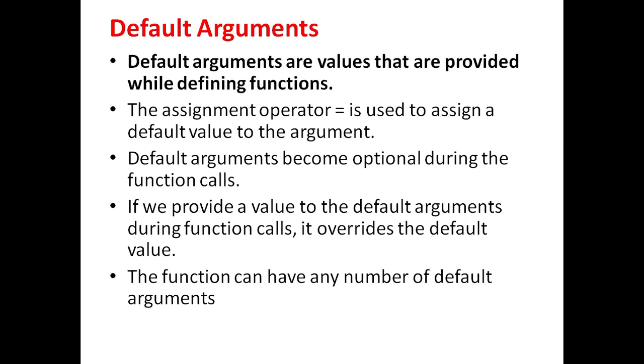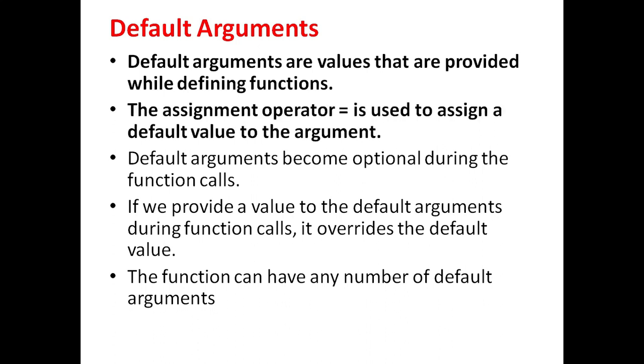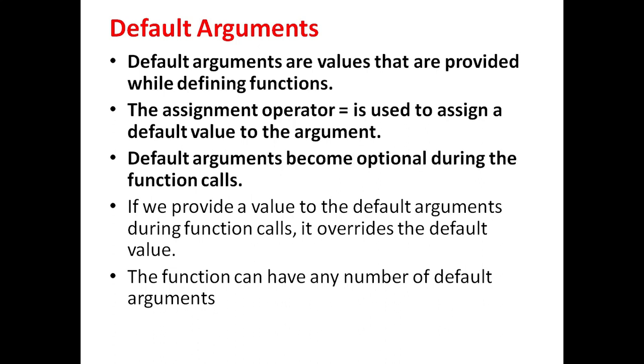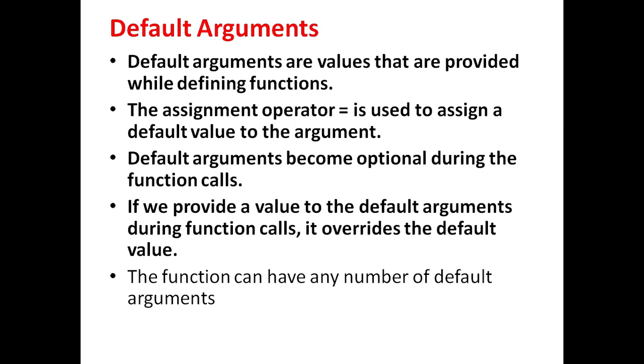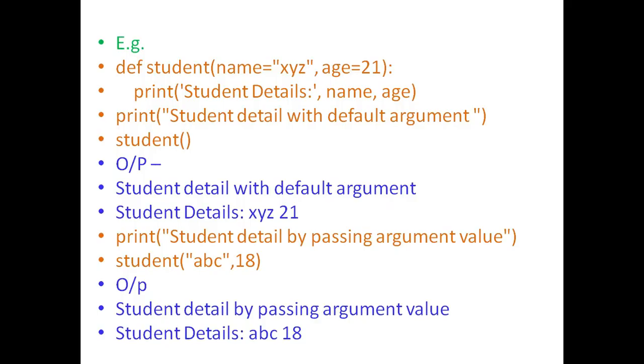Default arguments are values that are provided while defining a function. The assignment operator equal to is used to assign a default value to the argument. Default arguments become optional during the function calls. If we provide a value to the default arguments during function call, it overrides the default value. The function can have any number of default arguments. Here we will see the example for default argument.